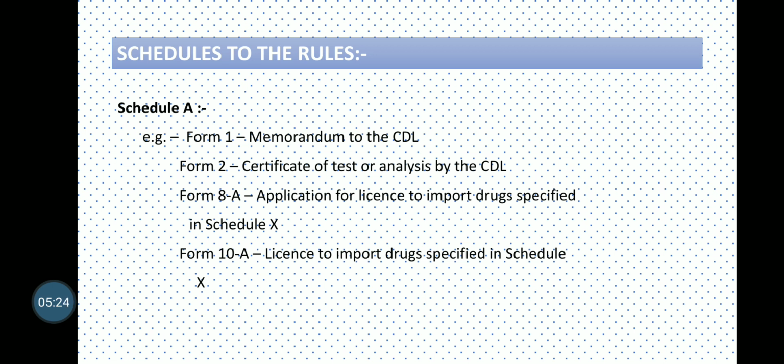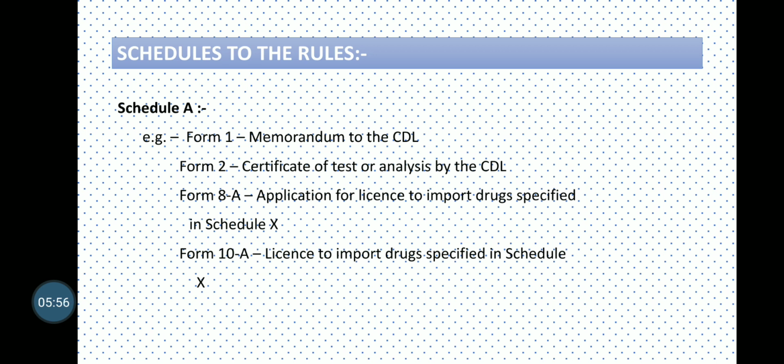Now see the next example, third one, Form 8A. Now I am willing to do the import of drugs. If I want to import some drugs from another country into India, first of all, I have to make an application. For that application, I am going to use Form 8A if it is the drug which is specified in your Schedule X. If the drug is not specified in Schedule X, then I will use Form 8.